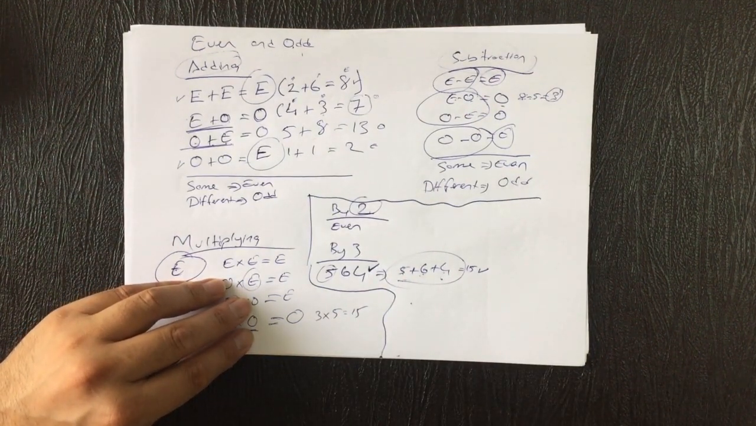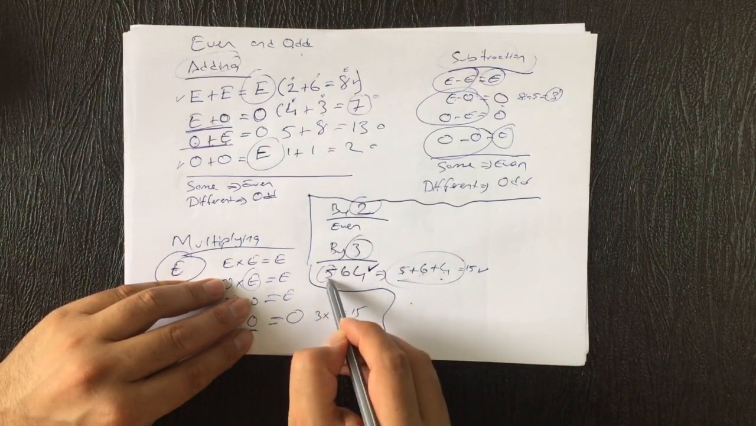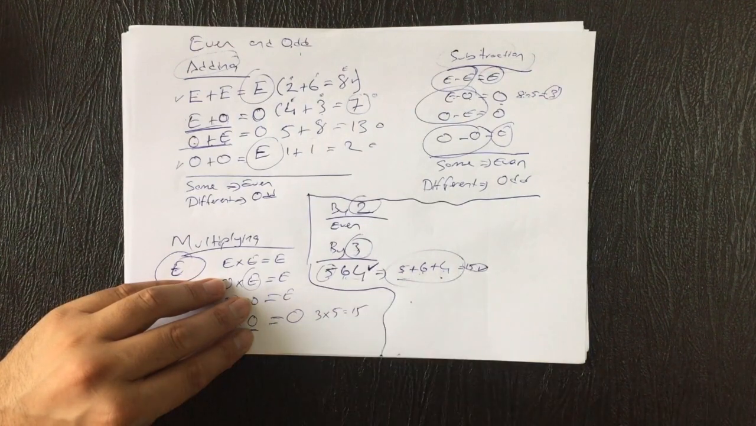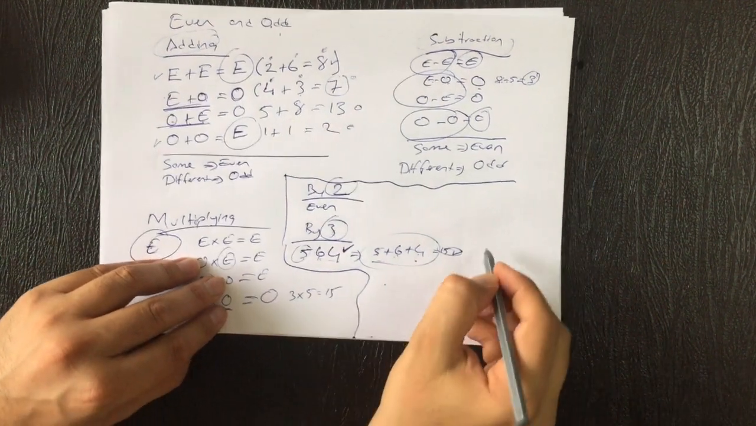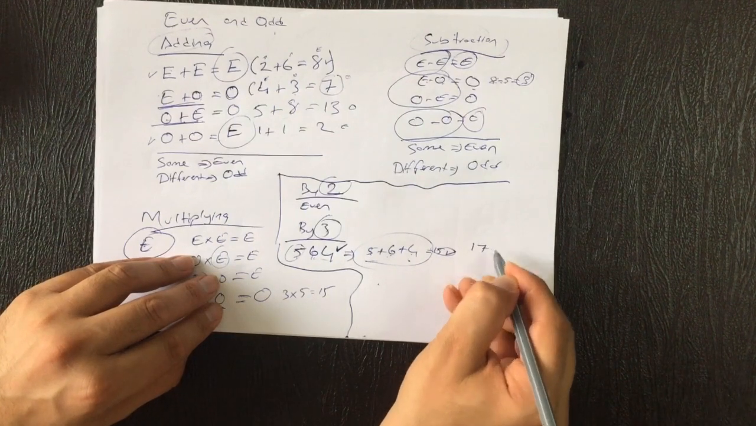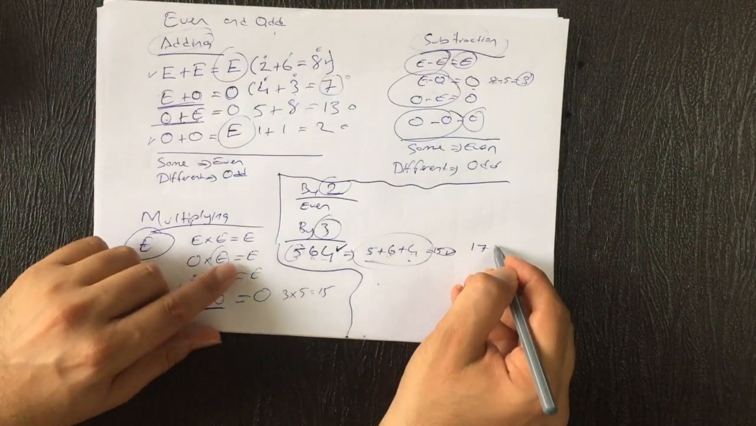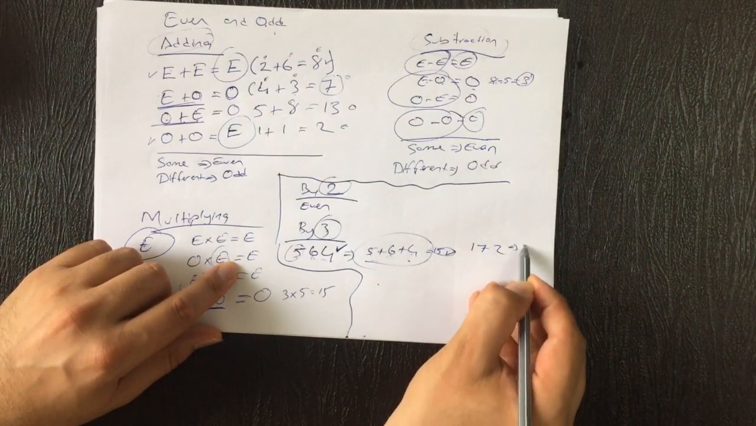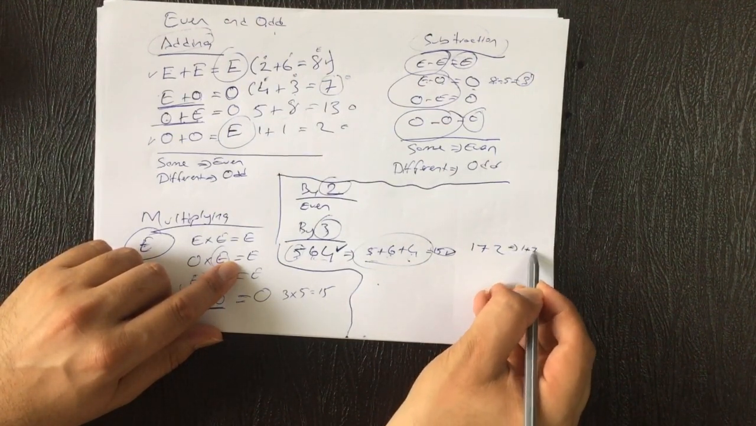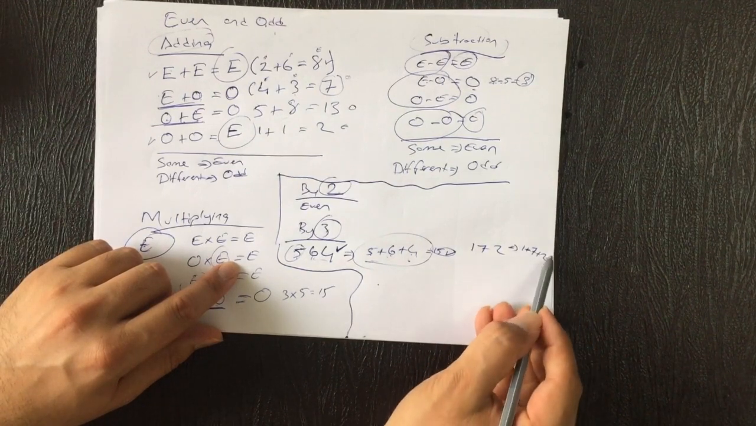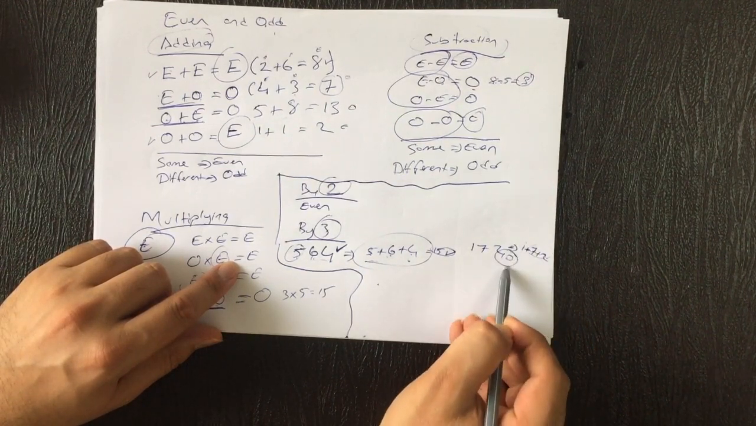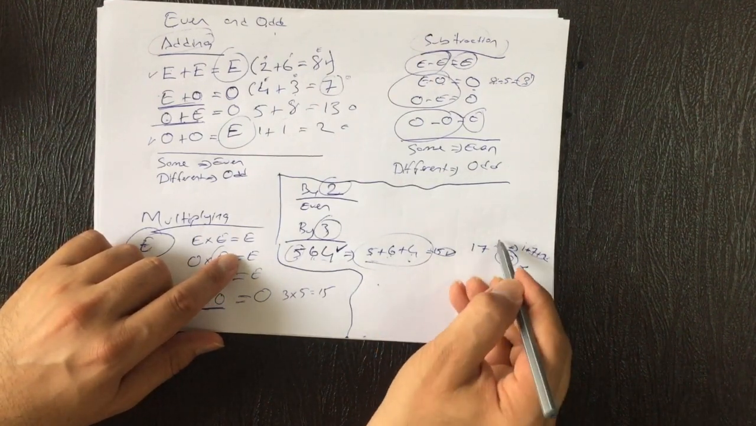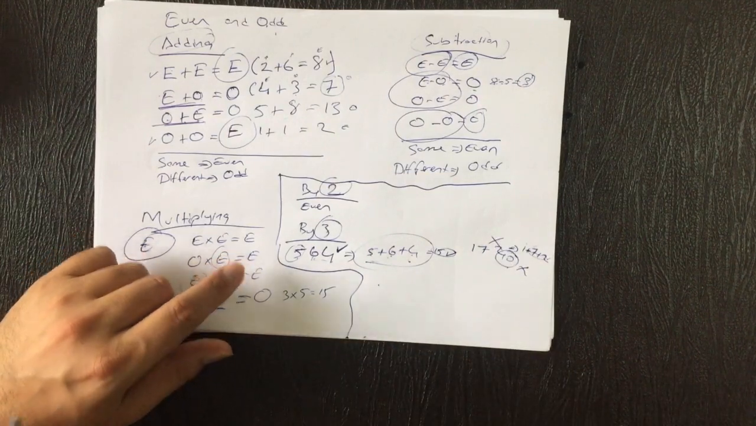So what is the rule? If the sum of the digits is a multiple of 3, just that. For example, 172. Let's look at this: 1 plus 7 plus 2. What can it be? 10. Do you think 10 is a multiple of 3? No. So this is not divisible by 3.